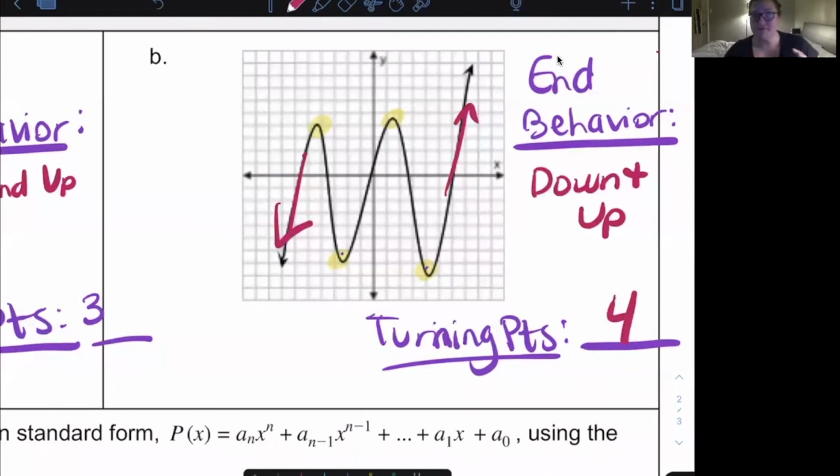All right, so for this function, to the far left, we're decreasing or going down. So I would say down. And then to the far right, our graph is increasing or going up. So this is just a symbol for up. So that should say down and up for our end behavior. Then for turning points, I counted 1, 2, 3, 4 turning points in total.